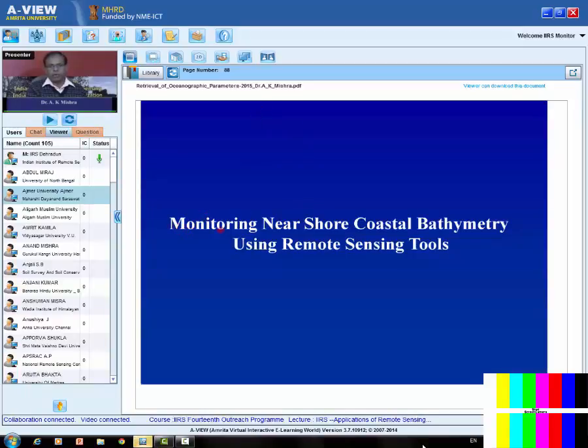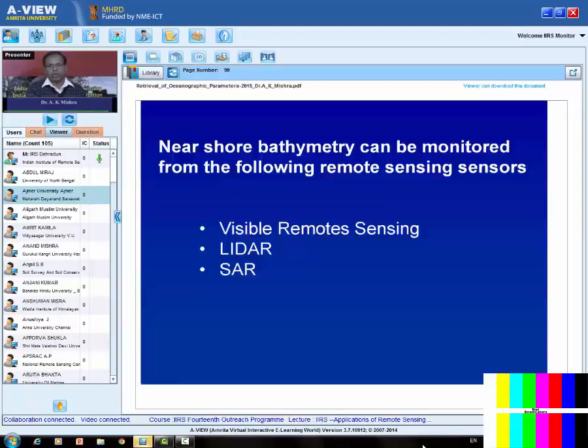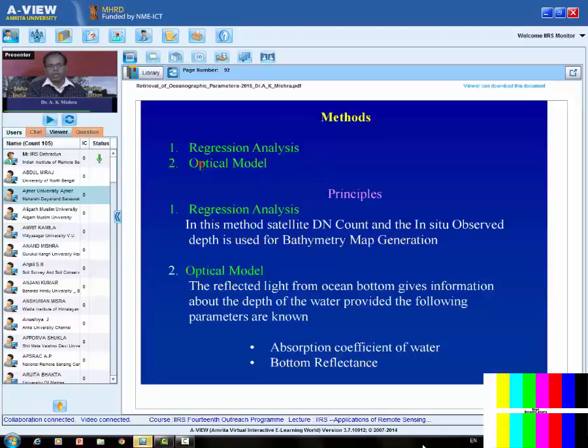Then I will be telling you about the monitoring of nearshore coastal bathymetry using remote sensing tools, using all the sensor data mainly. These are the bathymetric charts, which are useful for construction of oil pipelines and cable companies, harbor and shipping control authorities, resource mapping agencies, coastal protectors, etc. Nearshore bathymetry can be monitored from the following remote sensing sensors: visible remote sensing, LiDAR and SAR. In visible remote sensing, you can use regression analysis and optical models.